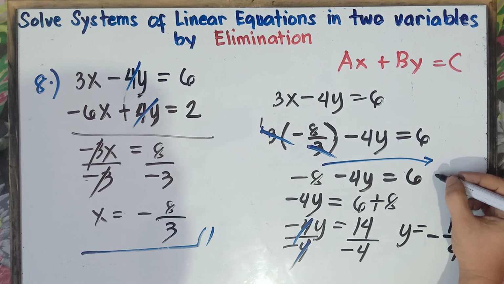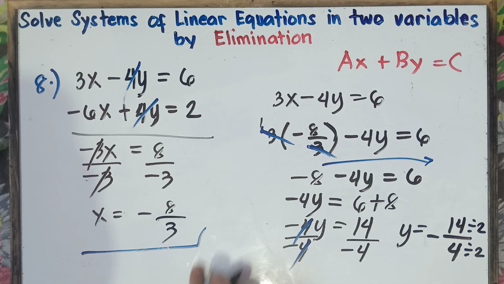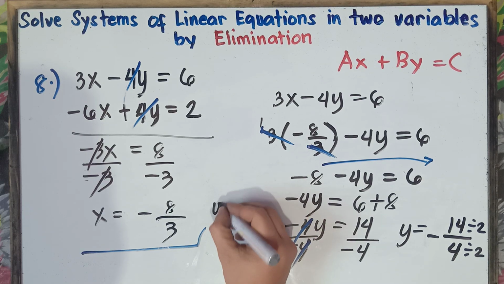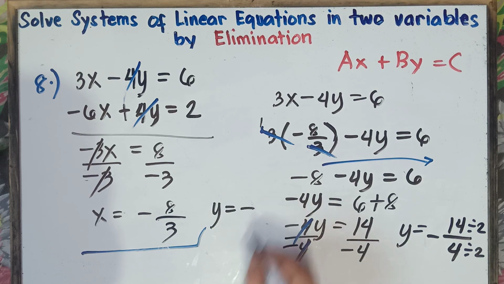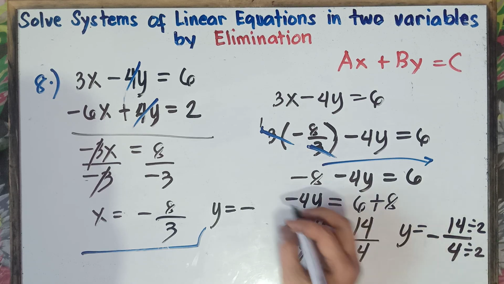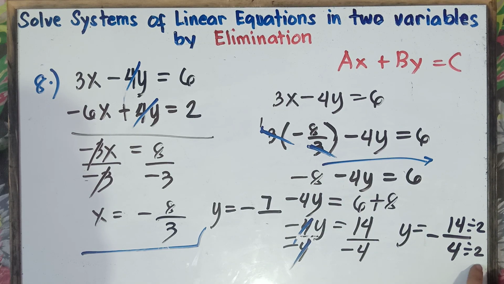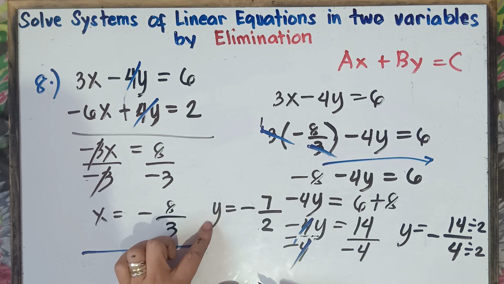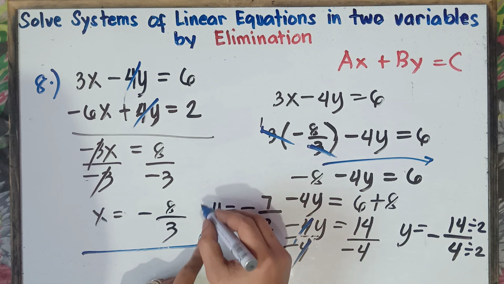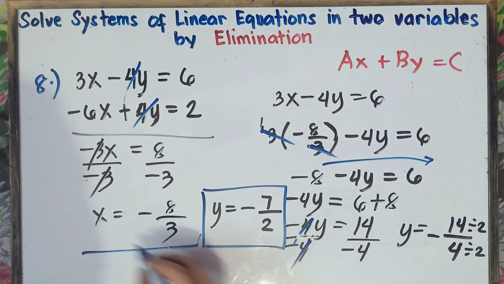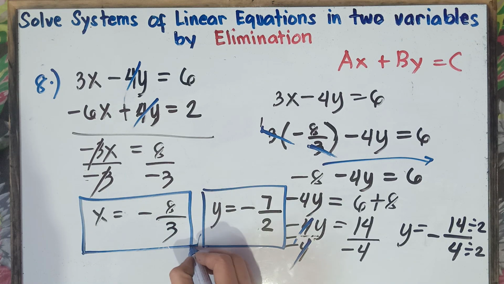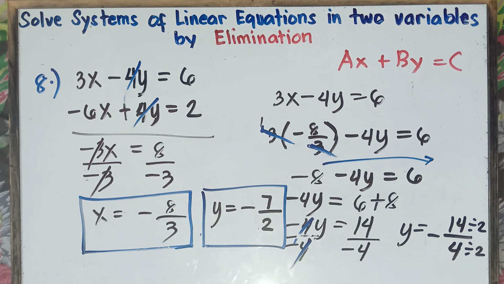So this will be y. So copy y. We don't have enough space, class. Let me just write it here. Y equals, copy negative sign, 14 divided by 2, that would be 7. 4 divided by 2, that would be 2. Therefore, class, the answer is y equals negative 7 over 2. And then for x, that would be negative 8 over 3. That's it, class. That's the answer, class, with regards to example number 8.